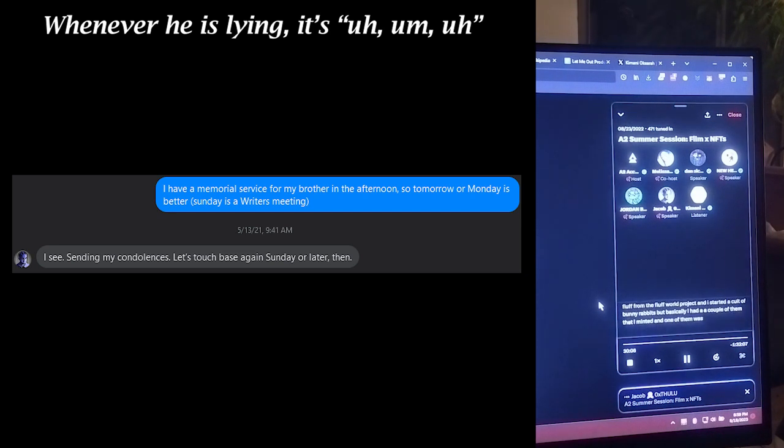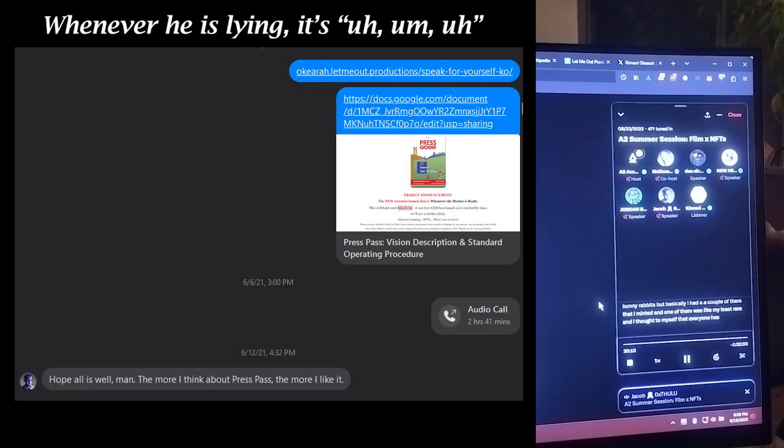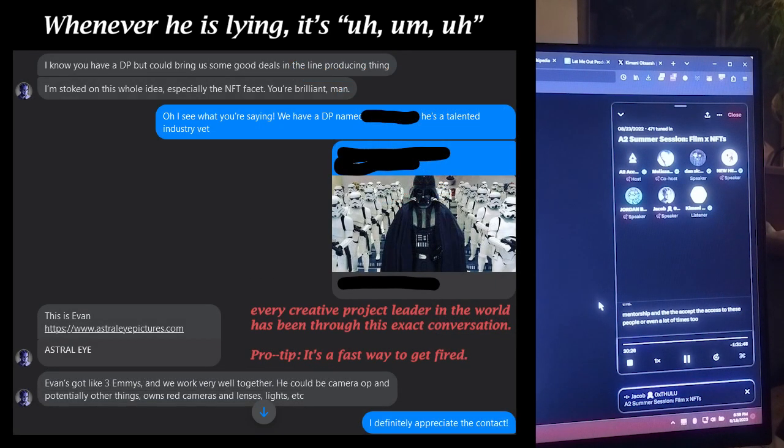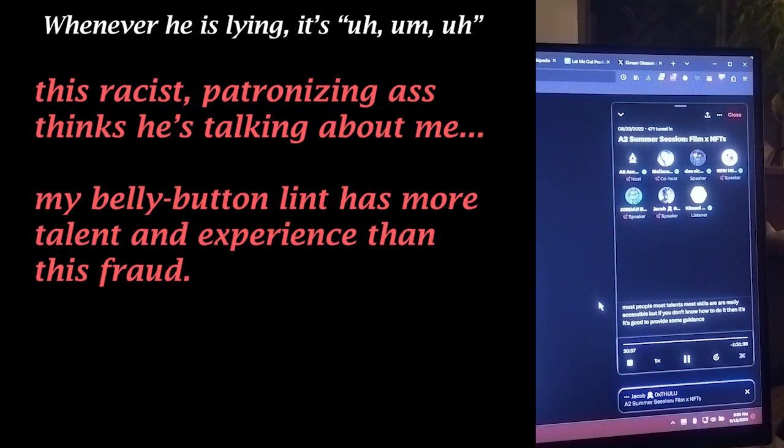I had a couple of them that I minted, and one of them was my least rare. And I thought to myself that everyone has these 3D models. Everyone has an NFT that they have rights to, but not everyone can be creatively onboarded. People don't have the resources and the funds and the mentorship and the access to these people. Or even, a lot of times too, as most of us filmmakers know, they just don't know how to access it. Most talents, most skills are really accessible, but if you don't know how to do it, then it's good to provide some guidance.